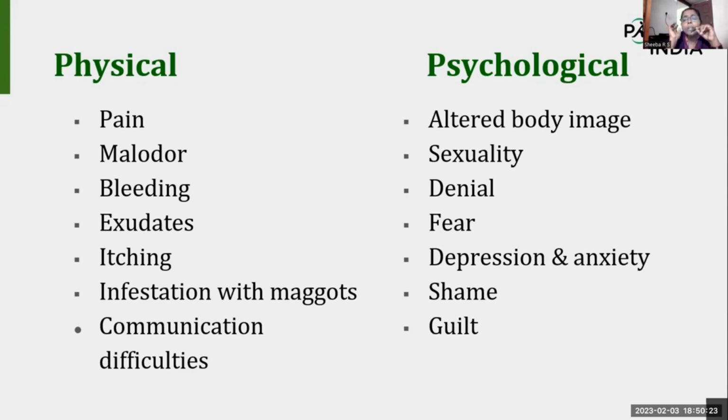And fear will be there. What happened next? Depression, and they will be anxious. Because of the wound size, they will be doing a lot of treatment, but after that also their wound size will be increasing. So the patients will be anxious about that. And finally, if the treatment is not beneficial, there is a chance the patient will go into depression also. Shame will be there, guilt will be there. These are the psychological problems the patients will be facing.